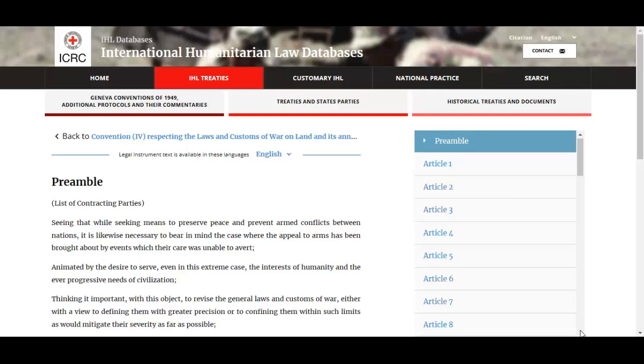So next in the Operation Accountability series, following on from the Slave Trade Act 1873, we're going to look at Hague 4, Laws and Customs of War on Land. So where I'm at now is the IHL, International Humanitarian Law databases. And this is their account of Hague 4.